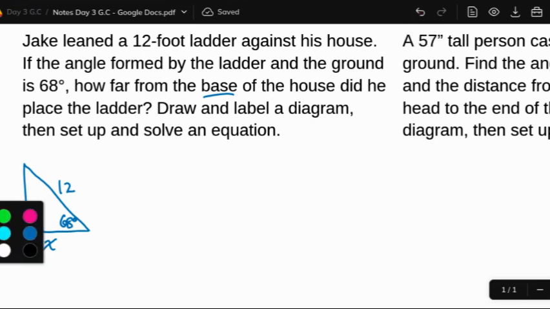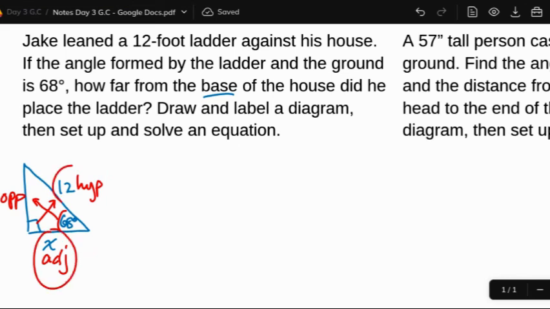So I've got all the pieces of information. I can just set it up to figure out what the value will be. So this is the opposite, the hypotenuse. This is adjacent. So it looks like I'm using the adjacent and hypotenuse, which is cosine, CAH. So I'm taking the cosine. Let me go back and do the blue again. Cosine of the given angle 68 is equal to adjacent, which is x over 12, the hypotenuse.